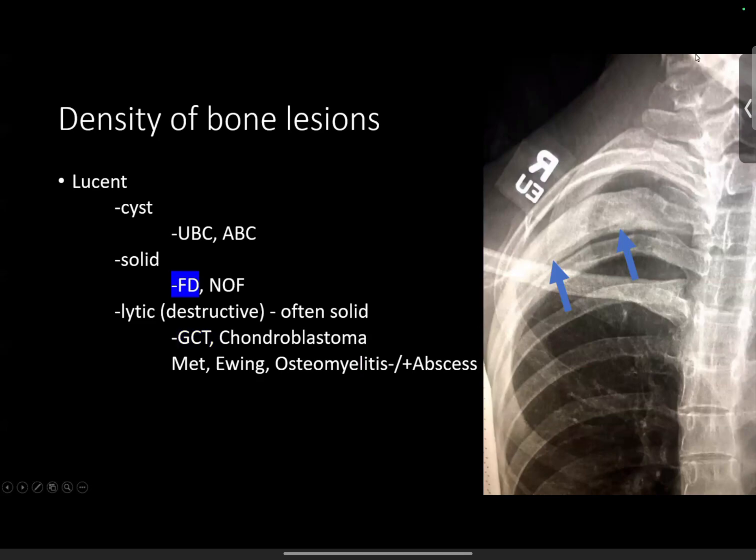Here's an example of fibrous dysplasia of a rib. So we have thickening of a rib. We have ground glass density, okay? And this was fibrous dysplasia of a rib, very common.